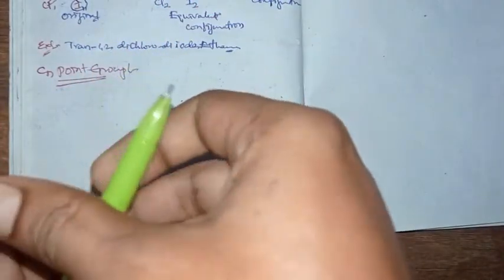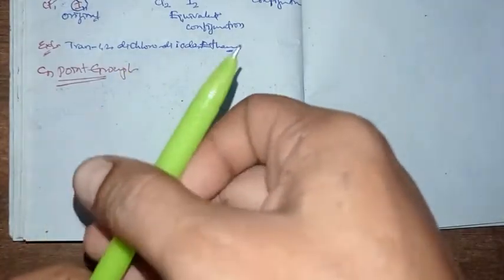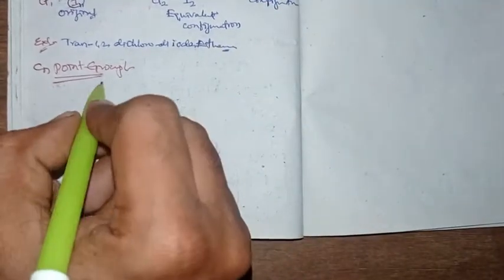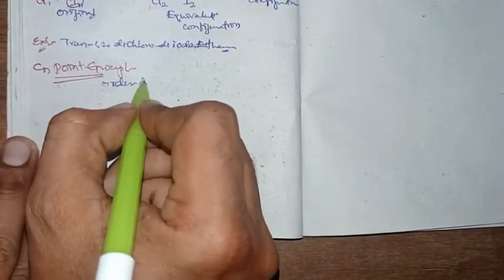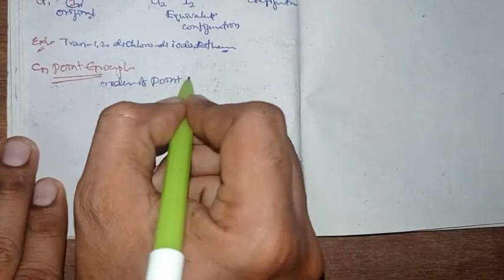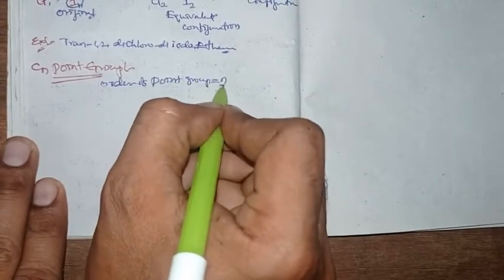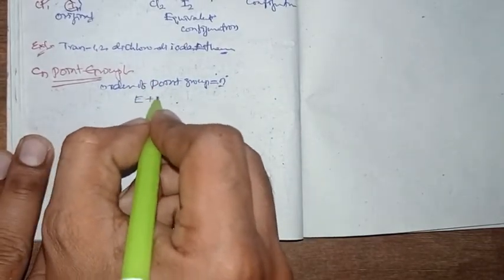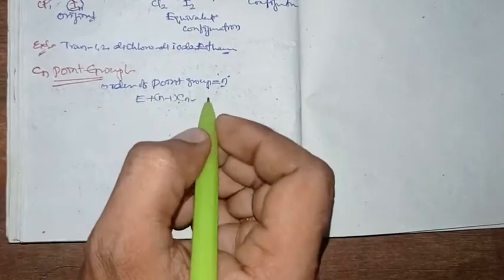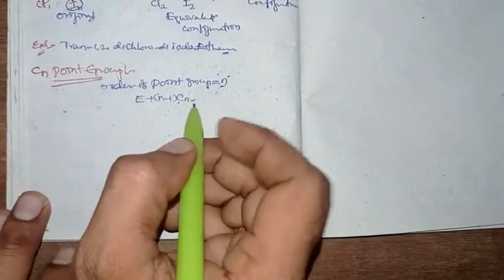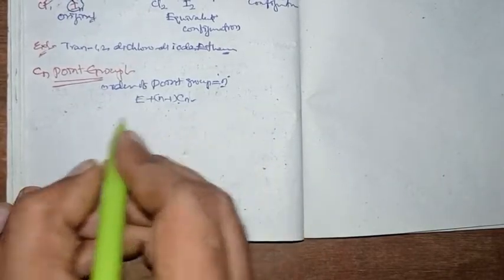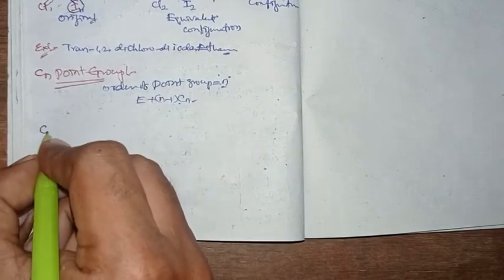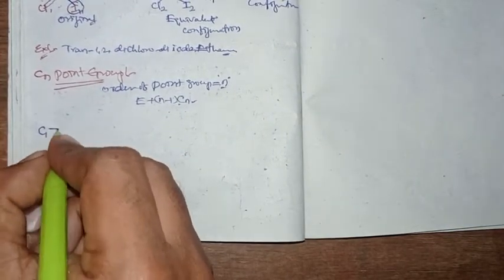Hi everyone. Now in this session of class I am going to explain the Cn point group. In this particular Cn point group, the order of the point group is n. N elements will be there, that is E plus (n minus 1) number of Cn's, right? E plus (n minus 1) number of rotational axes it will consist. So in particular, we have to discuss the C1 point group.